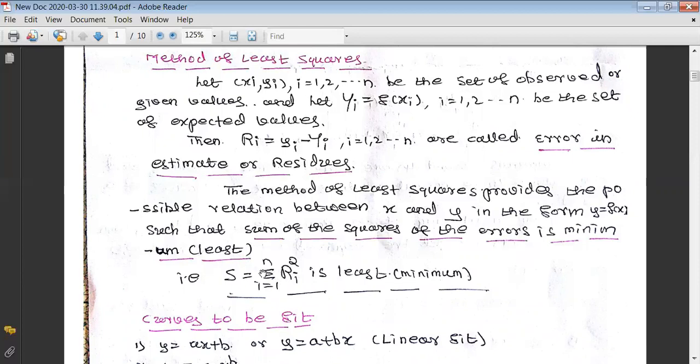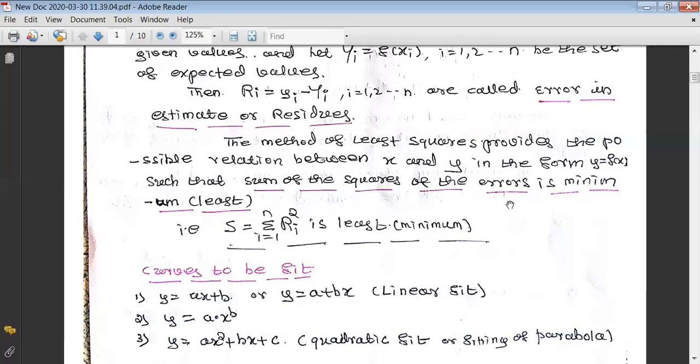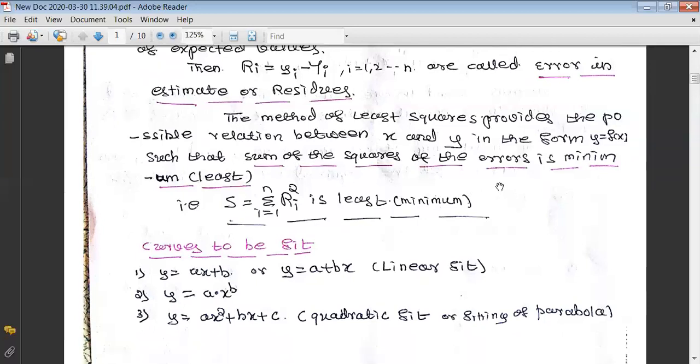Therefore, the summation of Ri square, i varies from 1 to n, is denoted by S. And here we want this S to be least, or minimum. That's why the name of the method is the method of least squares.